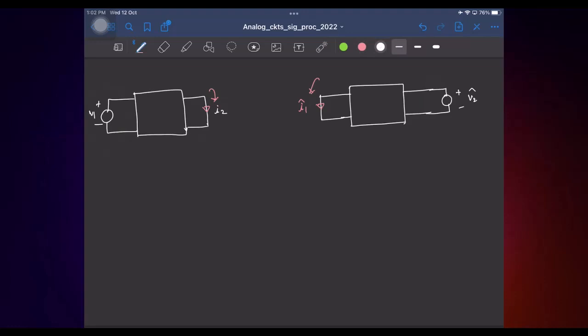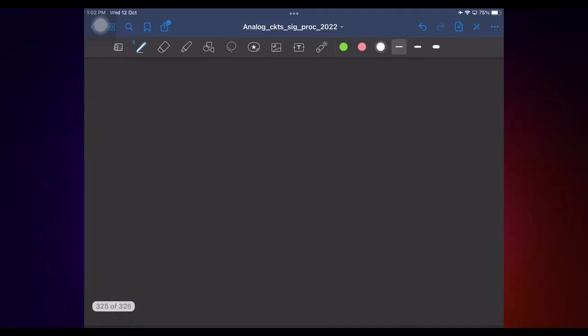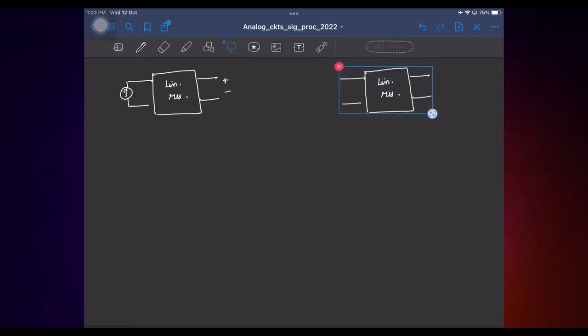You can use Tellegen's theorem and actually prove that I2 by V1 is the same as I1 hat. Okay, so just to summarize, if we have a network which contains only linear resistors, and I apply a current in this direction and measure the voltage here, the same response can be obtained by applying a current here in this direction and measuring the voltage here.